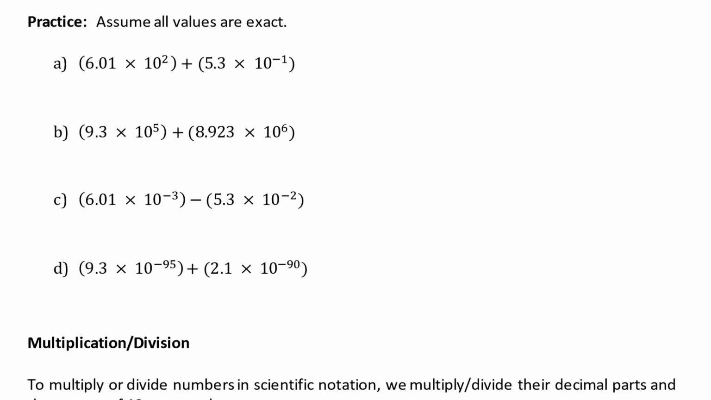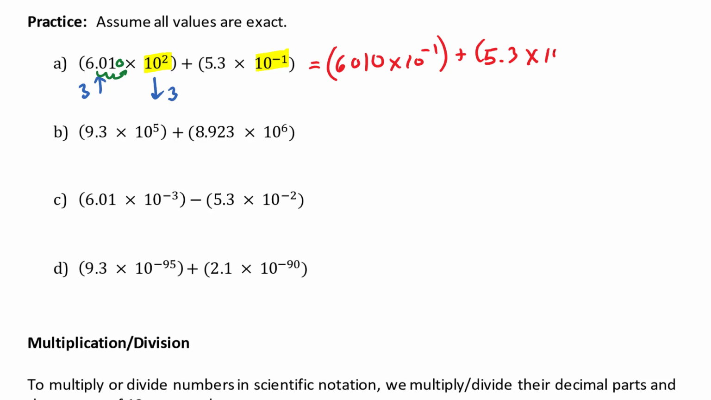Let's take the first one up. So we have 10 to the 2 and 10 to the minus 1. Let's put them both in terms of minus 1. So this one has to go down 3. This one has to go up 3. Let's move this up 3. 1, 2, 3. Number's getting bigger. 6,010 times 10 to the minus 1 plus 5.3 times 10 to the minus 1.